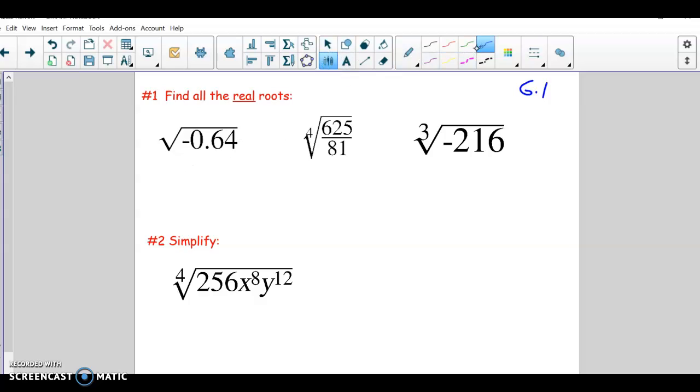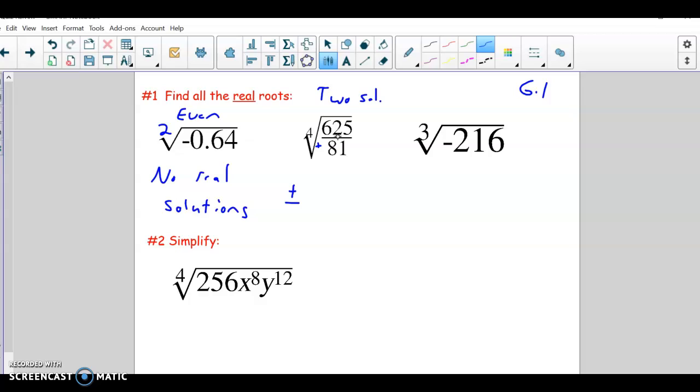All right, so the first one is even. It's an invisible 2, so it's an even one, and it's a negative underneath there. So that is no real solutions. We learned earlier that that would be imaginary numbers, but for this chapter, we're just going to call that no real solutions. Okay, the next one is also even. It's 4, and it's positive this time. Underneath, this thing is positive. So we're going to have 2 solutions. Okay, so I might write down just plus or minus.